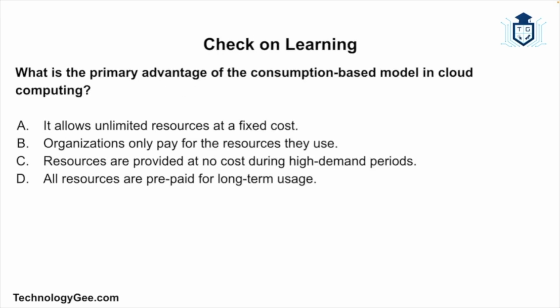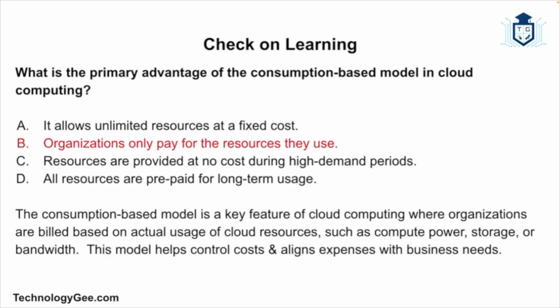The first question is, what is the primary advantage of the consumption-based model in cloud computing? Is it that it allows unlimited resources at a fixed cost? Is it that organizations only pay for the resources they use? Is it that resources are provided at no cost during high demand periods? Or is it that all resources are prepaid for long-term usage? And the correct answer is organizations only pay for the resources they use.